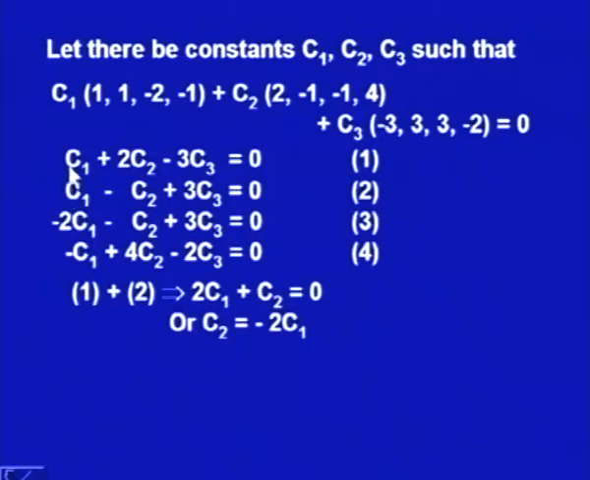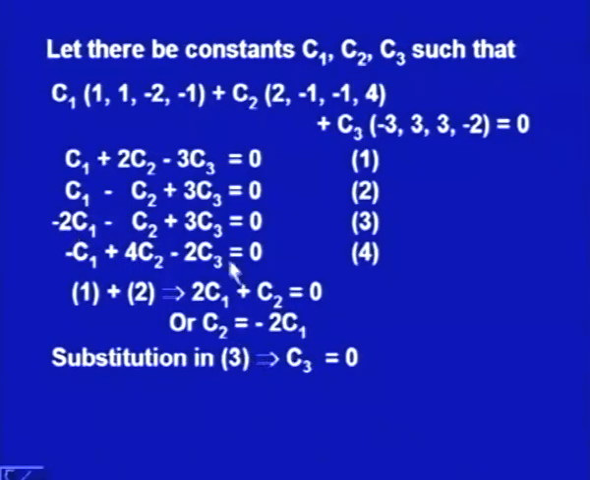If we add the first 2 equations, 1 and 2, this will be simply 2 C1 plus C2, since the other terms cancel out, equal to 0, and this means C2 is equal to minus 2 times C1. Similarly, when we substitute this solution in equation 3, with C2 equal to minus 2 C1, this will get cancelled with this. What we have is simply C3 is equal to 0.